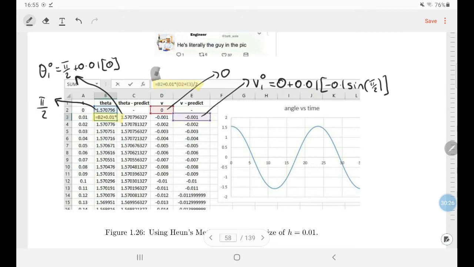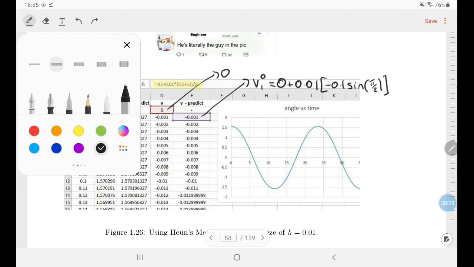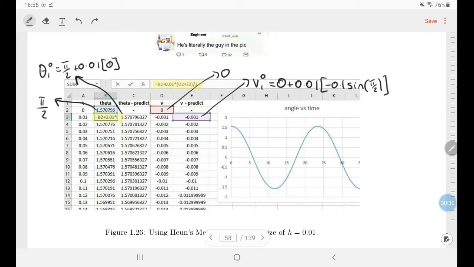I'll just write theta 1. So you get the previous theta value plus the step size, and then you average the two slopes. And what was the derivative of theta? v. So you average these two, the red box and the purple box. So the previous v plus the predicted next v. And then the last thing we're looking at is this number here.